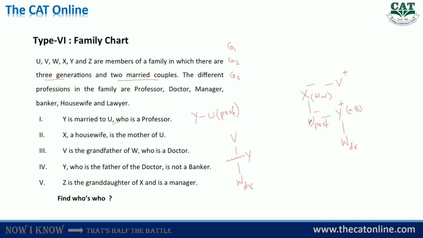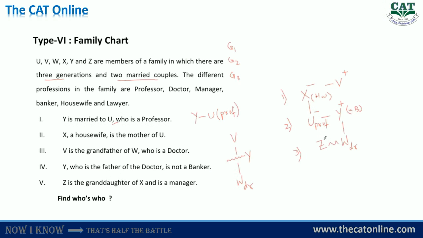So we have 1, 2, 3, 4, 5 members, and 1 is missing. Z is granddaughter of X. So this is X. Her granddaughter would come over here. This is generation number 1, generation number 2, generation number 3. So this means these will be siblings. These are married couples. Married couple 1, X and V. U and Y, another married couple. Z and W are brother and sister.